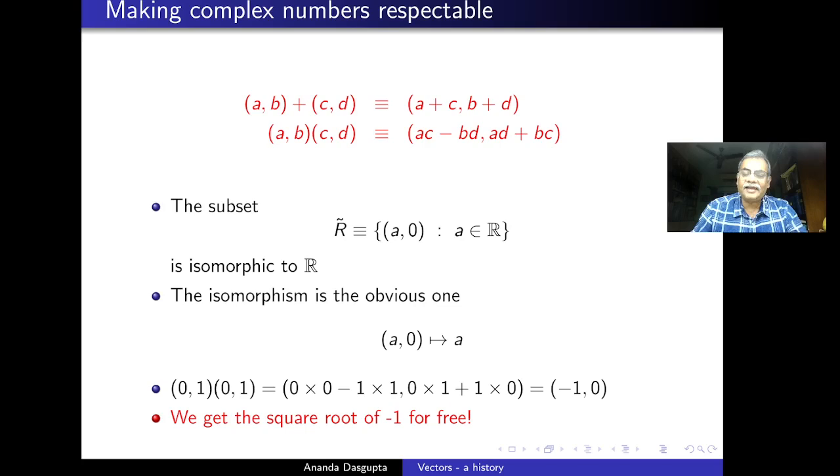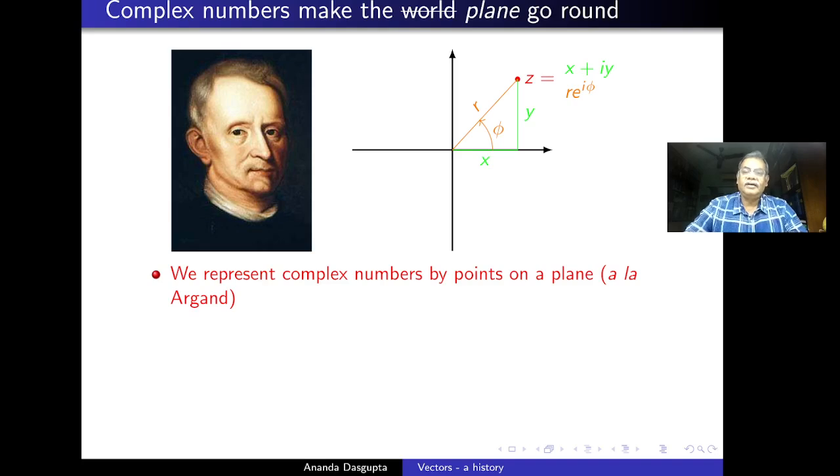And to understand that motivation, we have to first just remind ourselves of the basic geometry of complex numbers. Now, Argand had shown us that you can represent complex numbers by points on a plane.